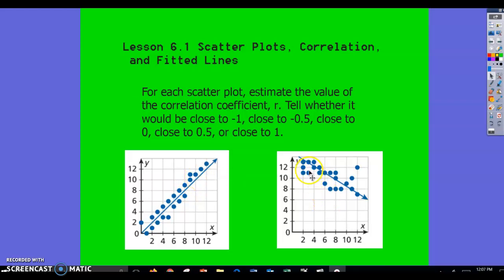All right, so this one, it is going downhill, so it's negative. So it's going to be -1 or -0.5. And you can see that these are further away from the line. Some of these are not as close to the line. So this one's probably going to be closer to -0.5. Doesn't mean it's going to be exactly -0.5, but it's got several points here that are not as close to that line. So this one would be close to -0.5. So all you have to do is choose what R would be close to.